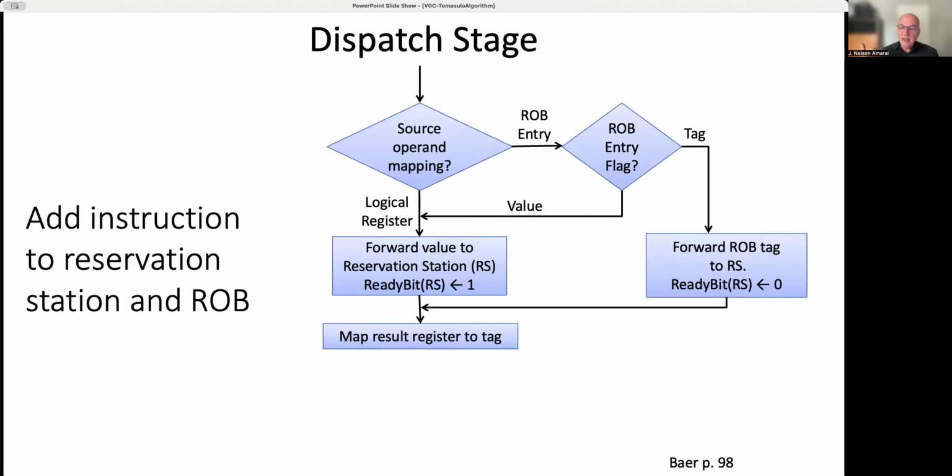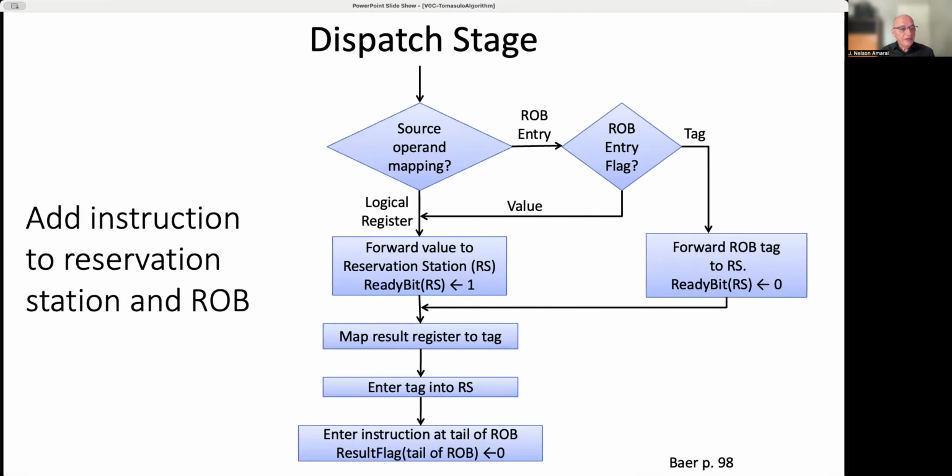So I have the tag, which is the position in the reorder buffer where I place an instruction, and that is the entry where I need to put the value computed by the instruction. So I'll do this mapping, and then I'm going to enter that tag into the reservation station. And finally, I will enter the instruction at the tail of the reorder buffer, and I will set the result flag of the instruction to 0 because that instruction is just being put in the reservation station and the value has not yet been computed.